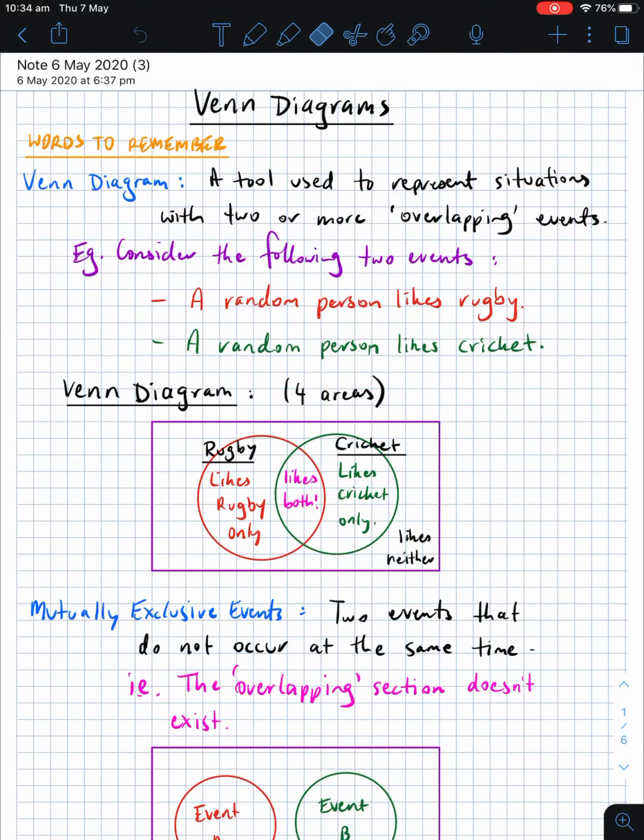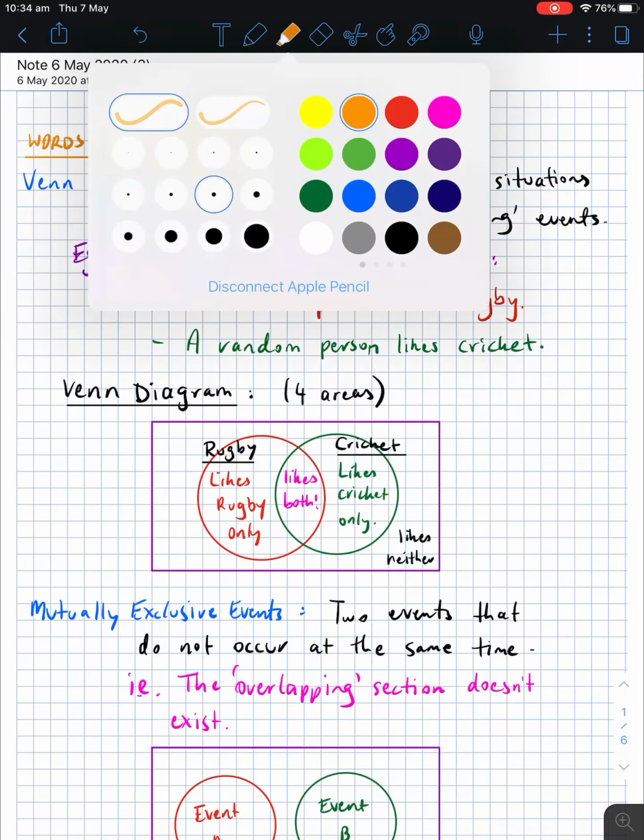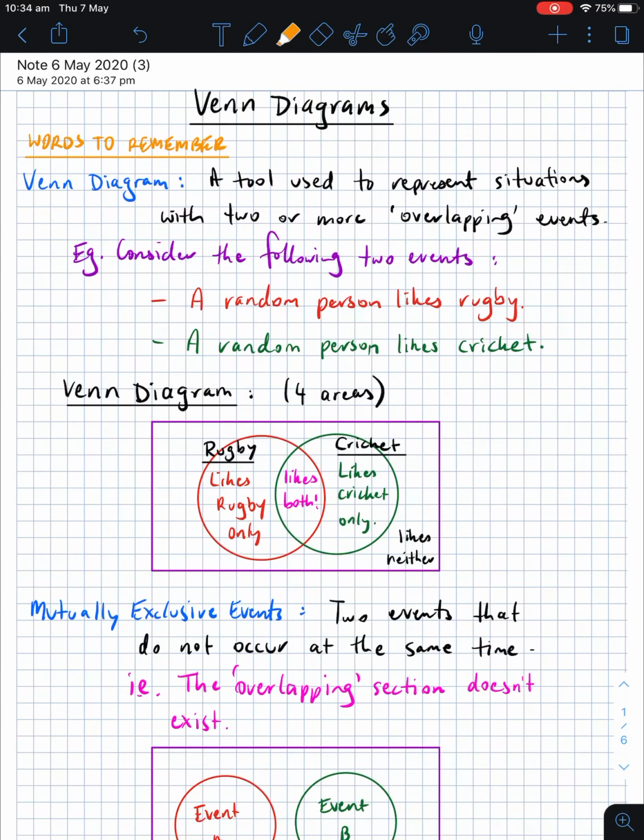Hi guys, so for today's lesson we're going to be dealing with Venn diagrams in our probability topic. So first up, what's a Venn diagram? It's a tool used to represent situations with two or more overlapping events.